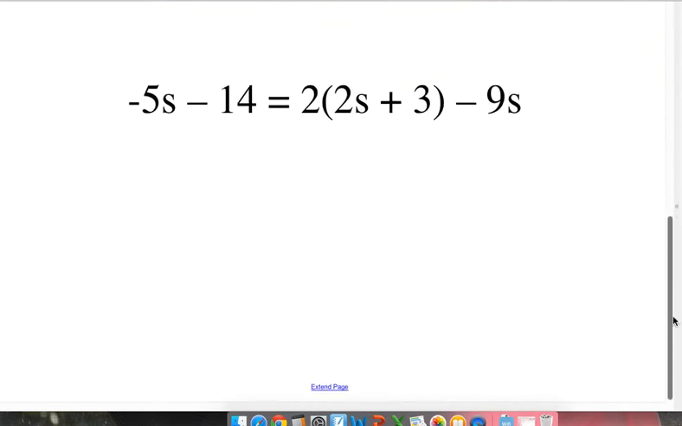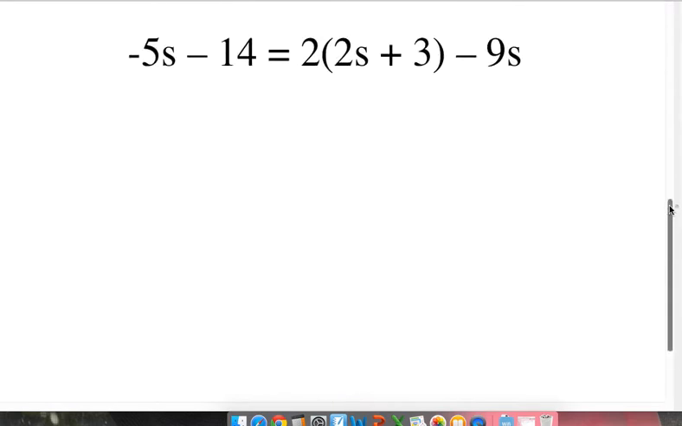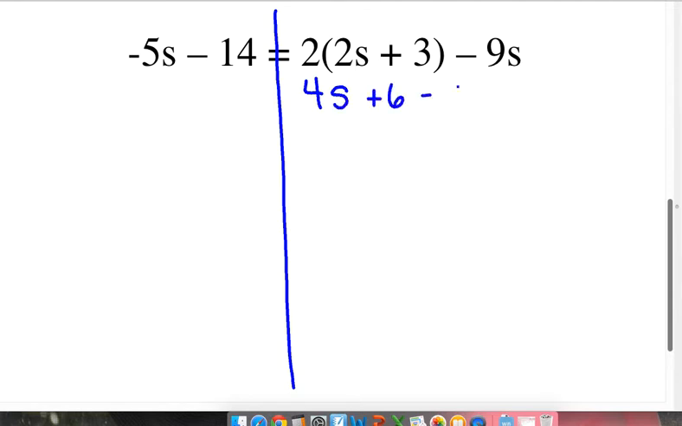Let's take a look at this guy. There it is. On the right-hand side, I see some distributive property. Let's distribute that 2. That gives me 4s and plus 6, and then there's my minus 9s. On the left, nothing has changed.